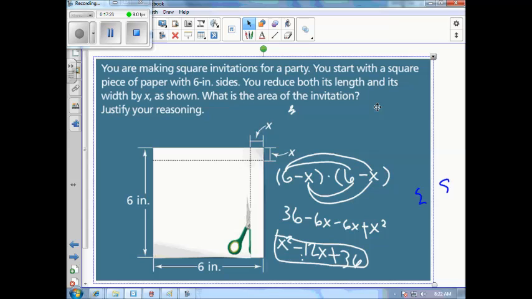It's also right here. Okay, the hardest trick is realizing what the side's length actually is, and it's a little abstract because it's not just a regular constant number, it's 6 minus x, because you take away an x from each side. Great. All right.